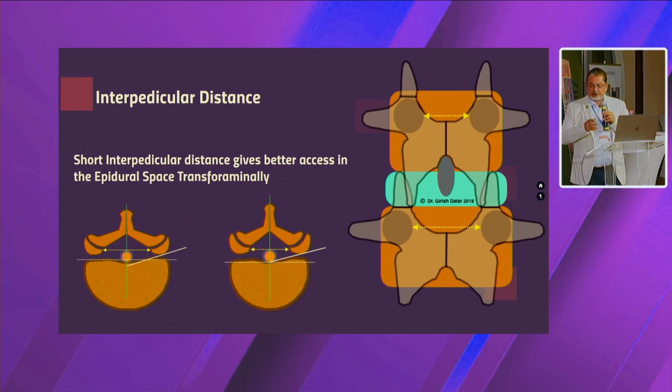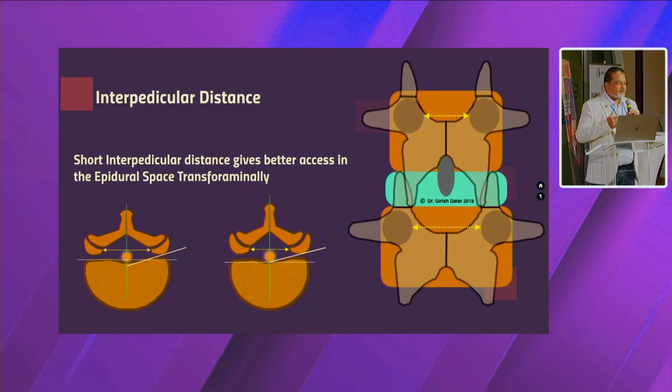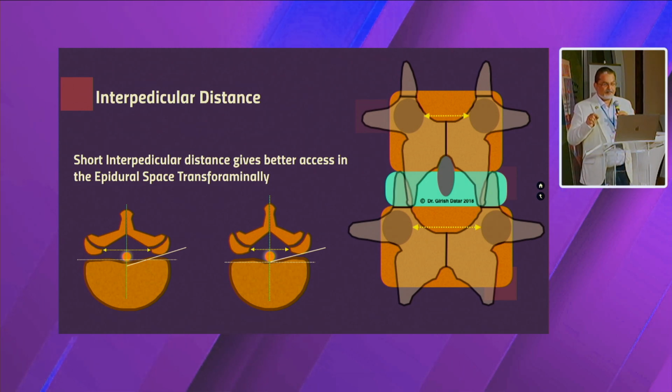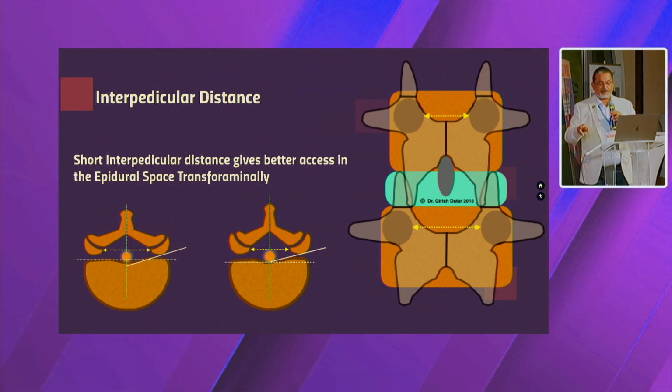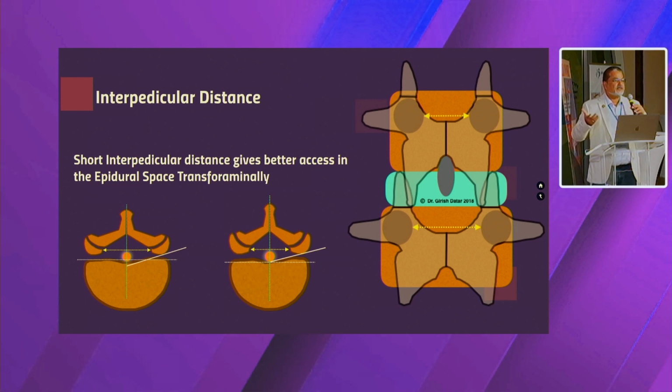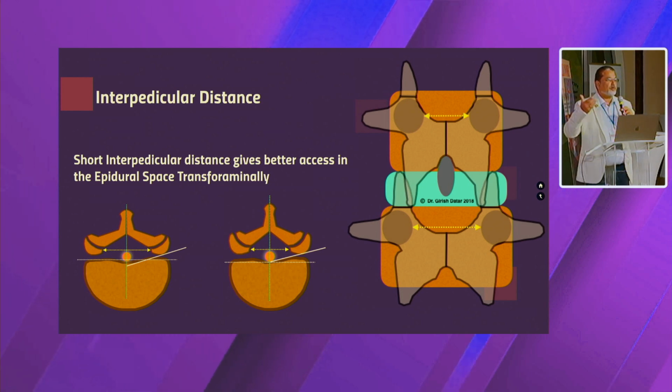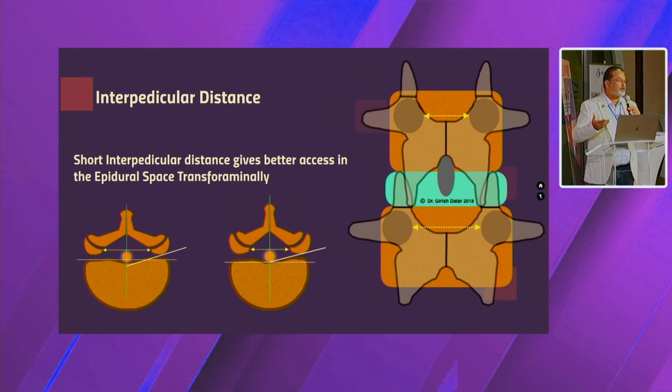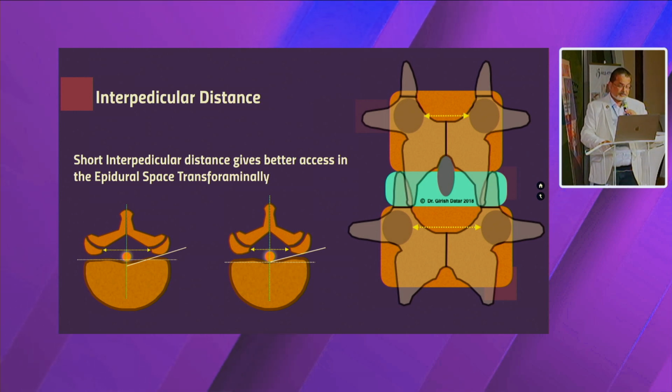Interpedicular distance, I told you, how does it make a difference? You want to target the same pathology as a central problem. See, when the interpedicular distance reduces, targeting is very easy. Whereas when the interpedicular distance is larger, targeting the pathology becomes extremely difficult. You need to either go more shallow or do a judicious foraminotomy to gain access to the pathology. So interpedicular distance has to be taken into consideration.